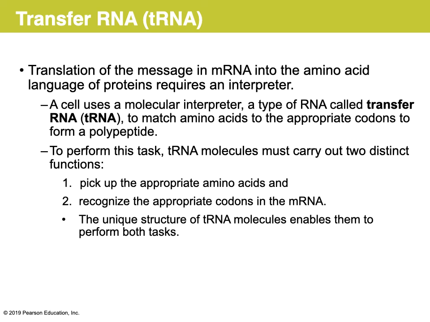So translation of messenger RNA into the amino acid language of proteins requires an interpreter. And that's what transfer RNA is. That's why I often think of it as the translator RNA. It's a molecular interpreter that's going to match amino acids to the appropriate codons to form the polypeptide. So two things have to be done by your transfer RNA molecules. It's got to pick up the appropriate amino acids, and recognize the appropriate codons in the messenger RNA. The unusual structure of this molecule, which you're going to see in a couple of slides, enables them to do both at the same time.